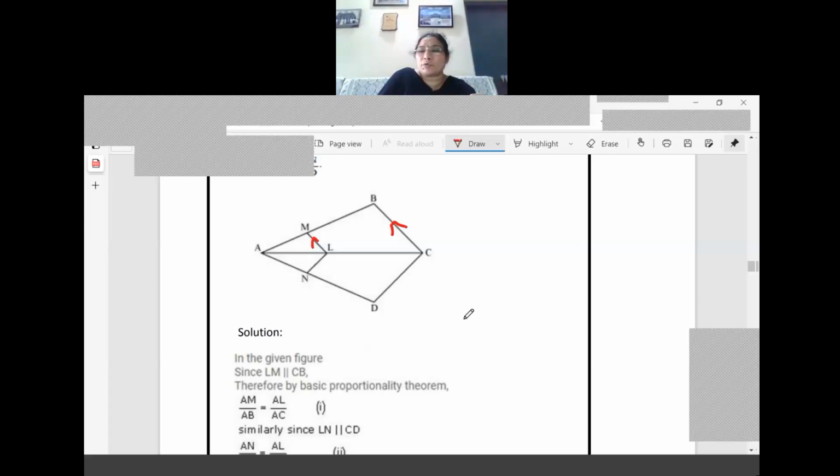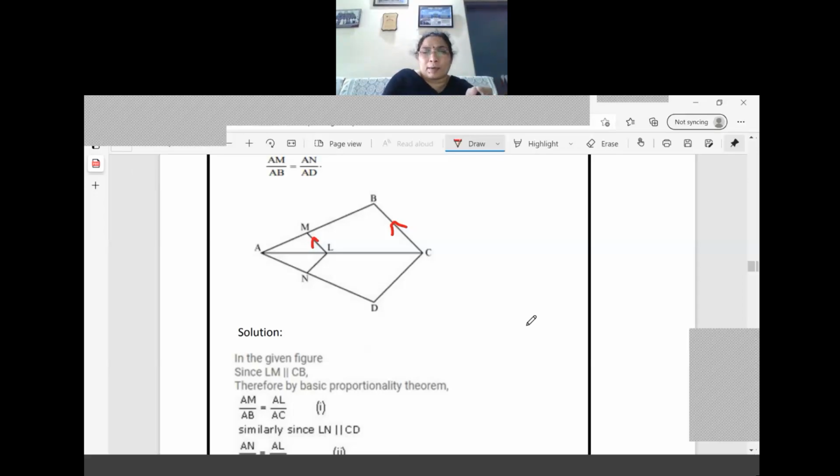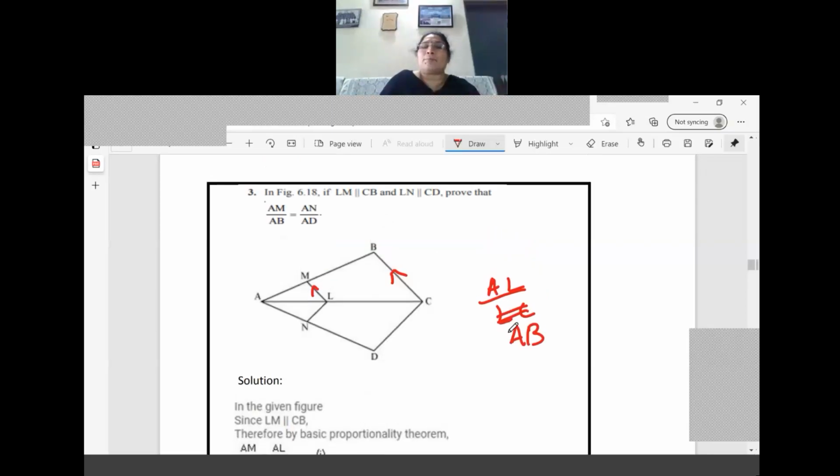Which is the triangle we have to take? Triangle ABC, right? So LM is the division point. L and M if you are taking, then what is the division point? L and M only. So in three way we can write. What is that one? AL by LC equal to AM by MB, right? AL by LC we can write, but we don't want this one because it is given that AM by AB we should prove. So that type of the ratio we are taking.